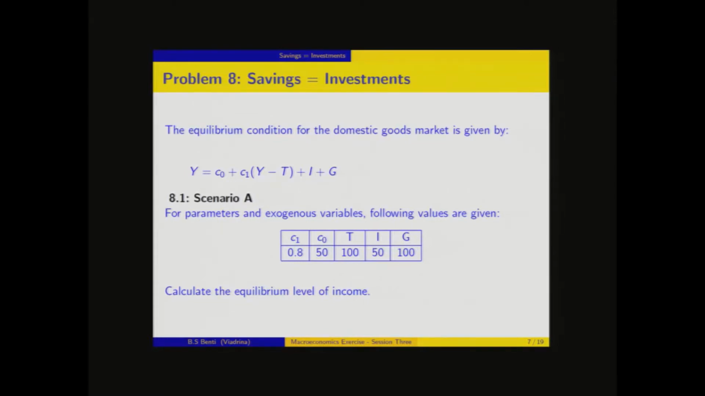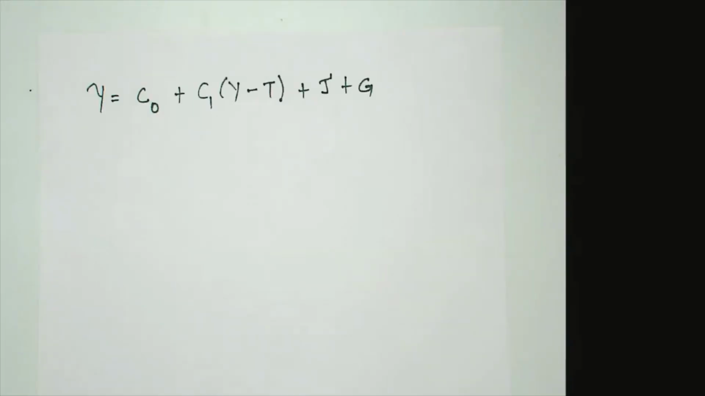So we have two parameters, C1 and C0. C1 is defined to be 0.8, the marginal propensity to consume, and C0, our autonomous consumption, is defined to be 50. Tax is defined to be 100, investment 50, and government expenditure 100 units. So what is the equilibrium level of income in this scenario?